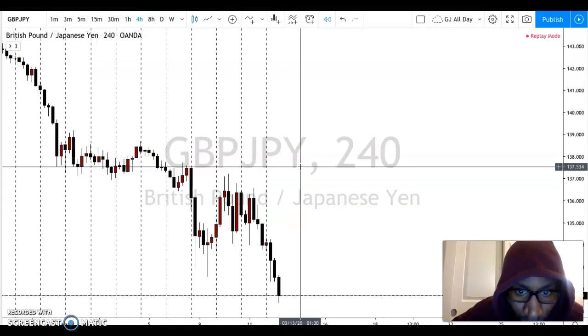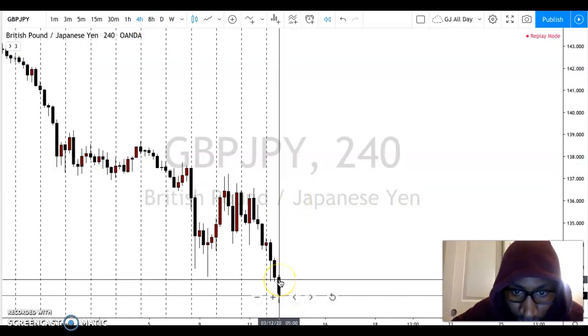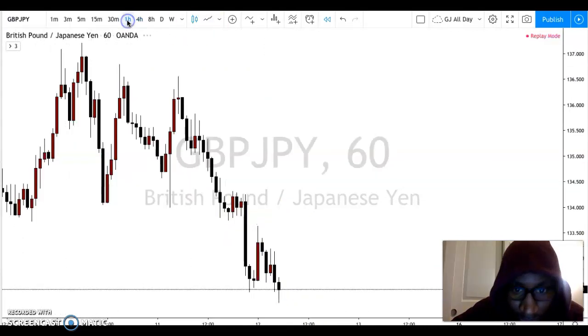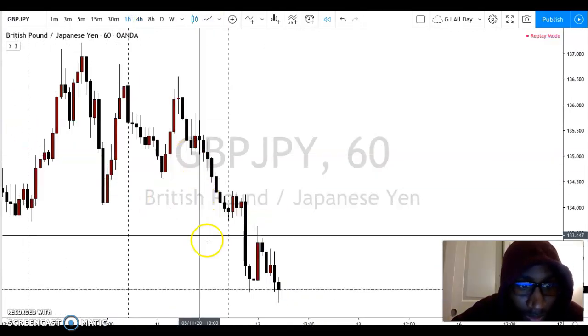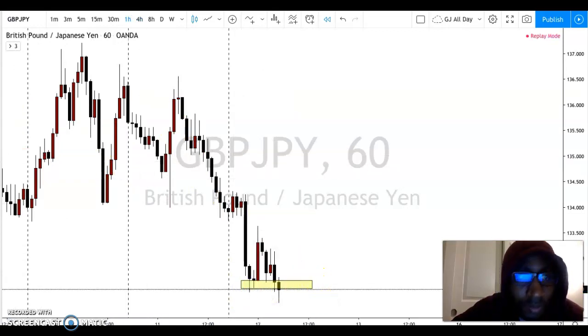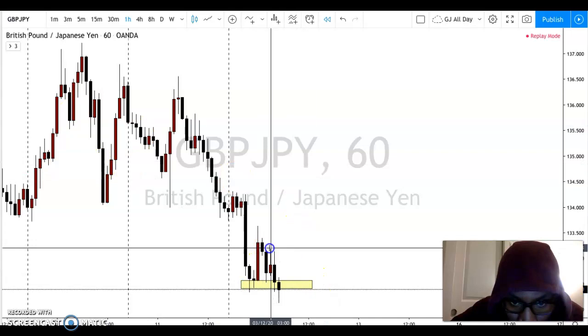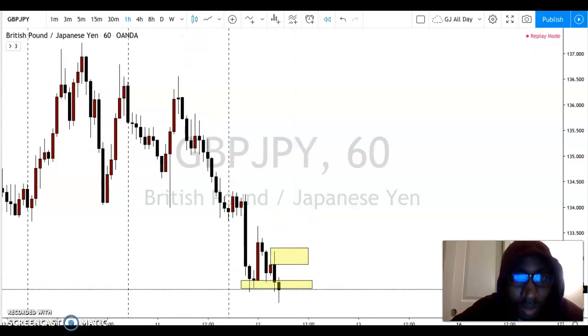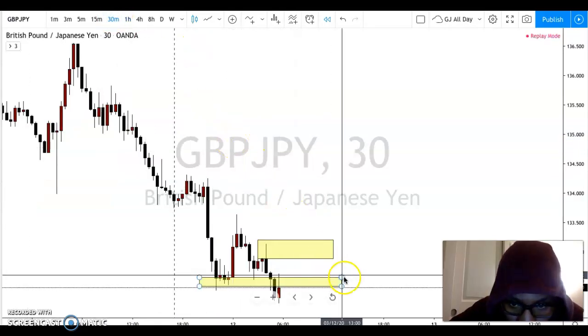Okay. So now we're at 5 o'clock. We don't really have much data right there. So here we have a break of structure level. Then we have resistance there. Go to the 30. We can probably tighten them up.